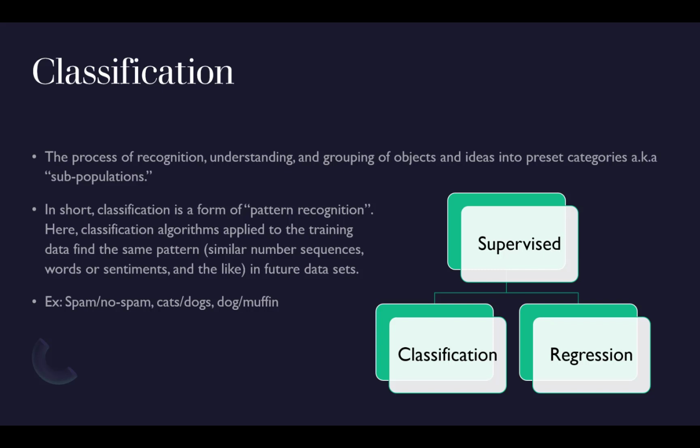We have binary classification, which is a type of classification with two outcomes. For example, it's either true or false, or like examples I have on this slide, like spam, no spam, cats or dogs, dogs or muffin. We all know those examples.